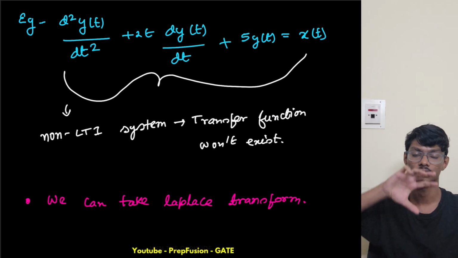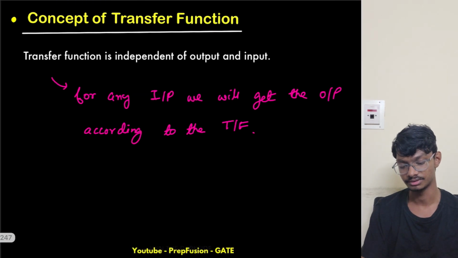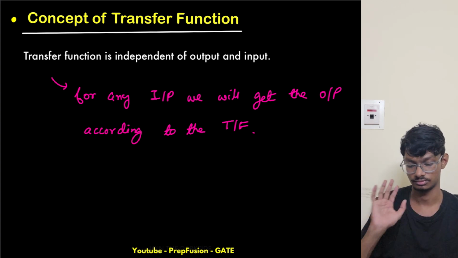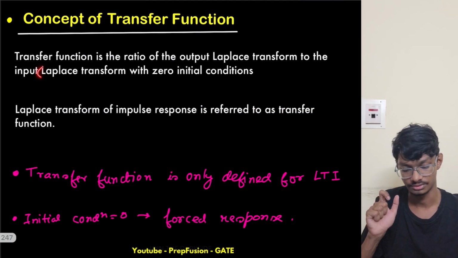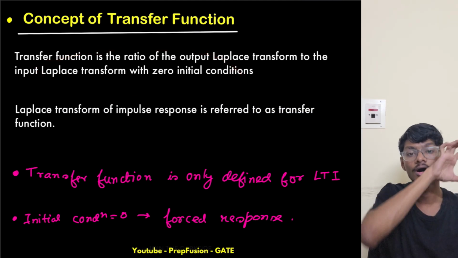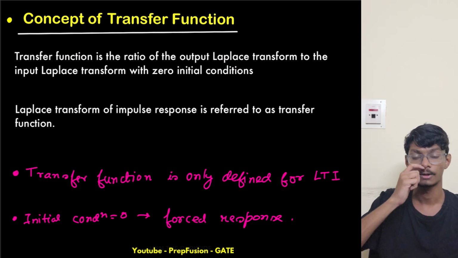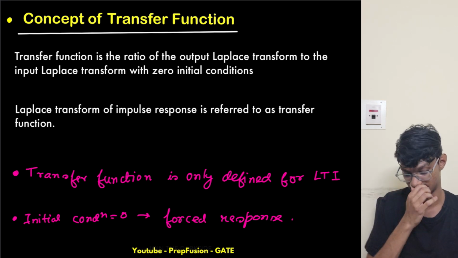Before that, we learned another definition of a causal system: the impulse response should be equal to 0 for t less than 0 and should not be equal to 0 for t greater than 0. Then we learned about the transfer function. What is the transfer function? It is the Laplace transform of the output over the Laplace transform of the input with 0 initial conditions, and the system should be an LTI system. These things you need to understand.